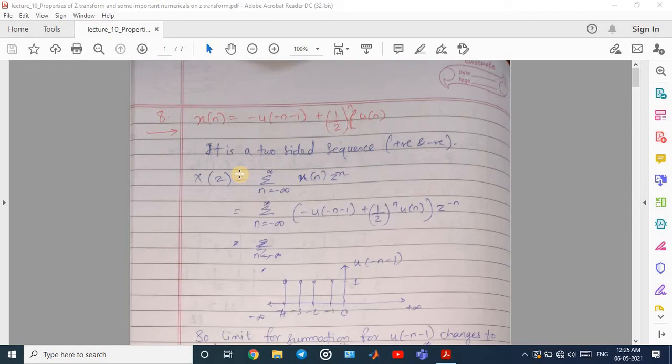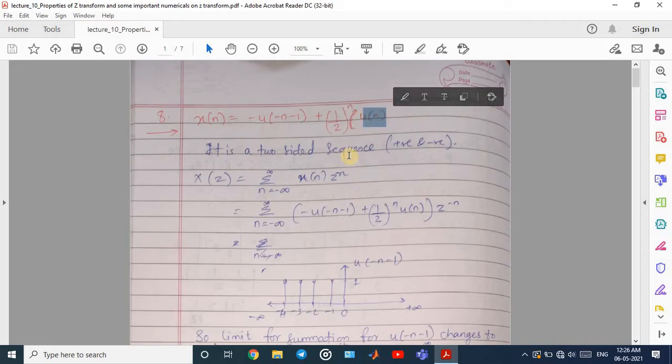So first of all we will see some variety of numericals. So, the eighth problem. In the last lecture we ended at 7 problems. Today we are going to start with problem number 8. So this is the problem: x of n equals minus u of minus n minus 1 plus 1 upon 2 to the power n u of n. We can see that this is a two-sided sequence. It has a negative side, and it also has a positive side.